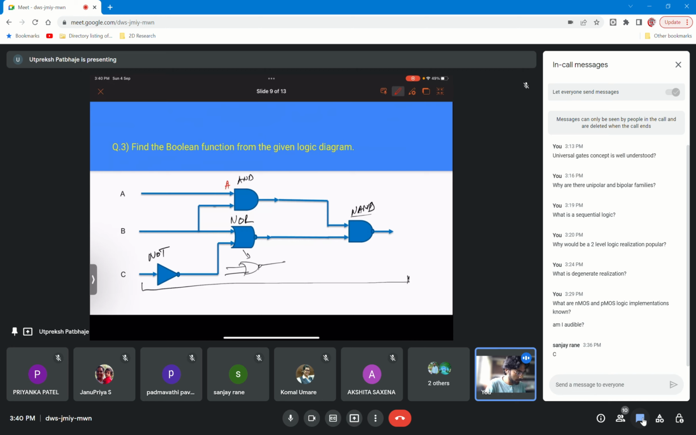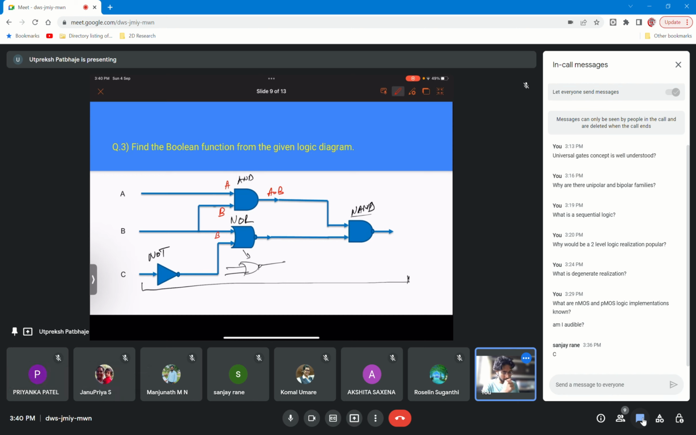Then the second output, if we track it down, goes to B. So at this point you are getting just A and B, and the output at this point is A dot B. And then moving on to the B input, one of the B goes to the AND that we have accounted for, then one of the inputs goes to your NOR gate. So there this B we can write down.